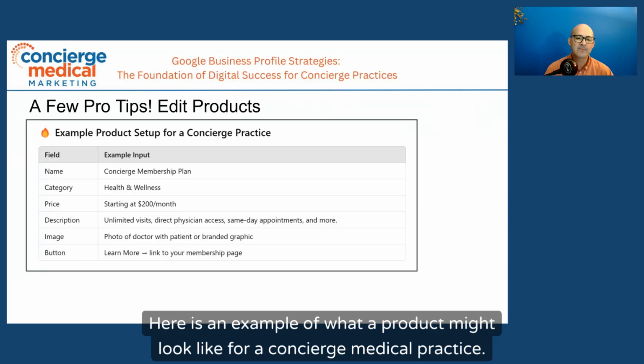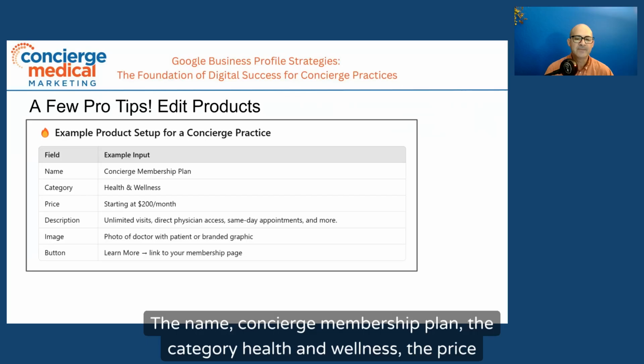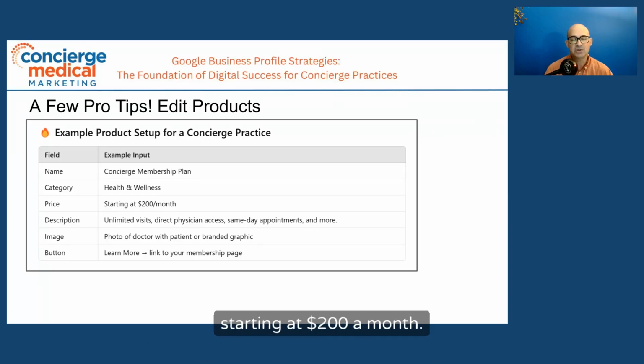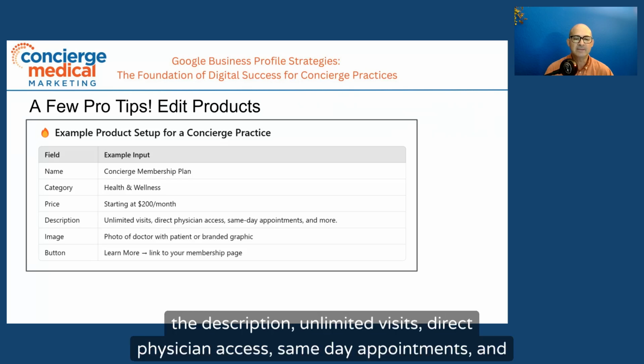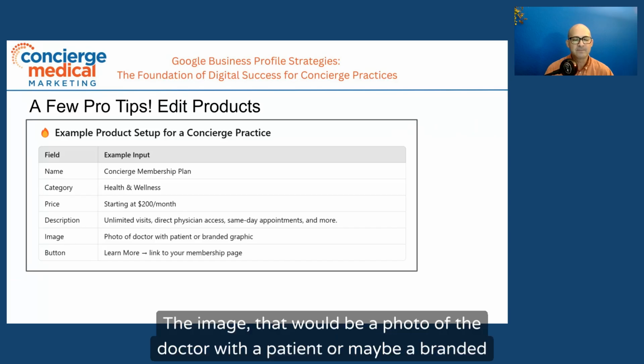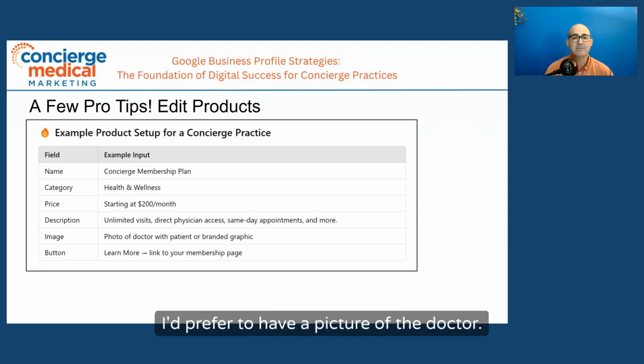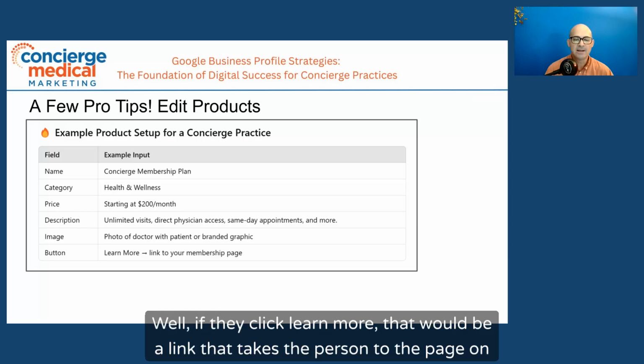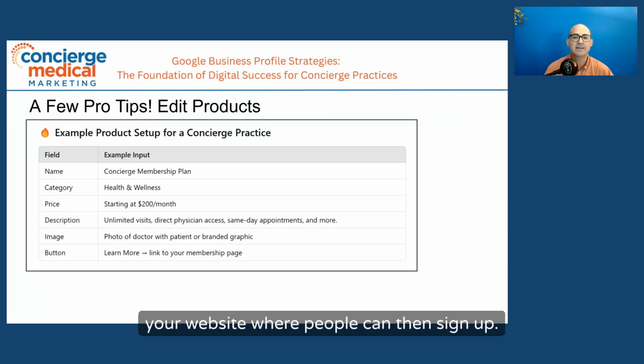Here is an example of what a product might look like for a concierge medical practice. The name, concierge membership plan. The category, health and wellness. The price, starting at $200 a month. The description, unlimited visits, direct physician access, same-day appointments, and more. The image, that would be a photo of the doctor with a patient or maybe a branded graphic. I'd prefer to have a picture of the doctor. Also, the final item would be the button. What is the call to action? Well, if they click learn more, that would be a link that takes the person to the page on your website where people can then sign up.